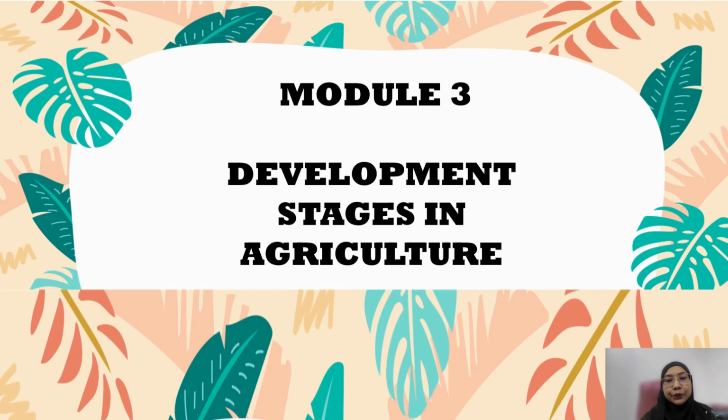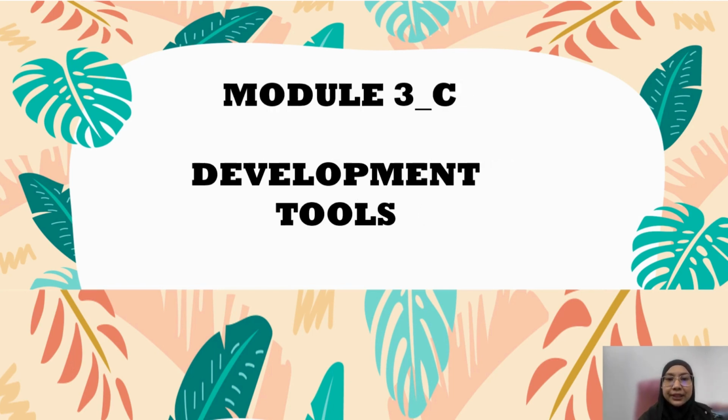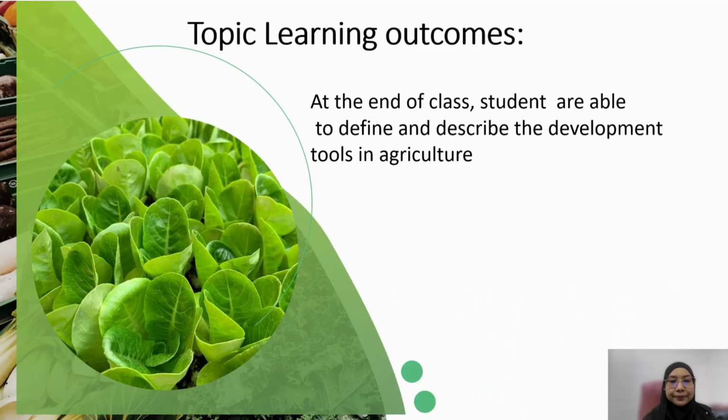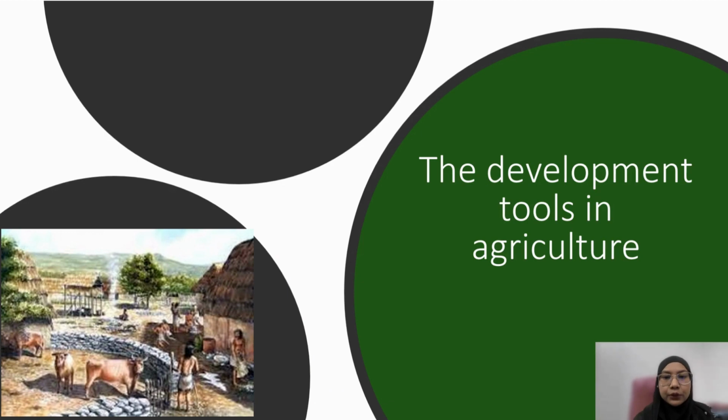For Module 3, Development Stage in Agriculture, and for Module 3C, we want to look at the development tools in agriculture during that phase. The topic learning outcome is that by the end of the class, students are able to define and describe the development tools in agriculture during the Stone Age period.